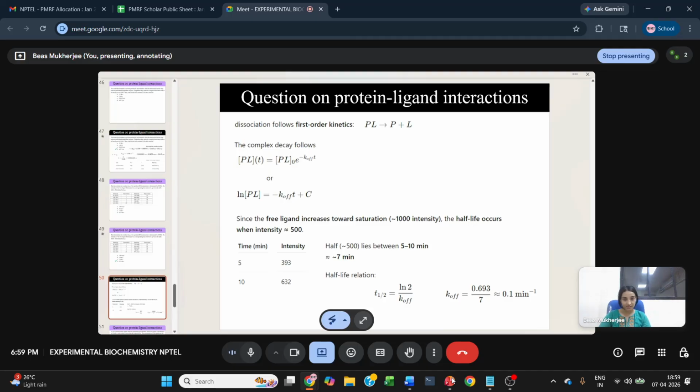Average is 7 minutes. Now if you put in the equation of half-life, you have T half is equal to ln 2 by k off, and k off comes to be 0.7 divided by 7, so that is nearly 0.1 per minute. Okay.